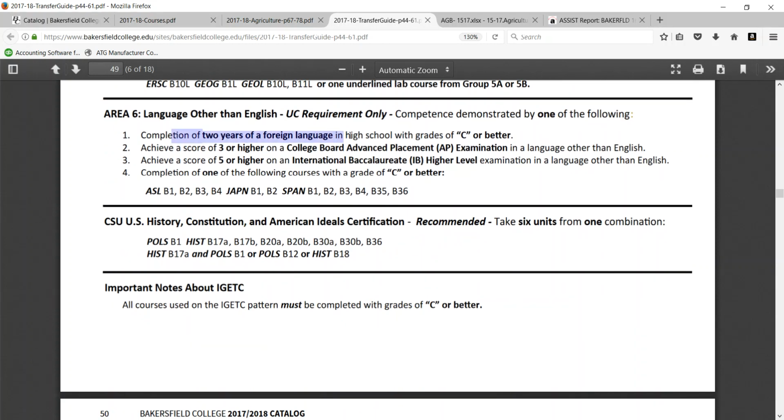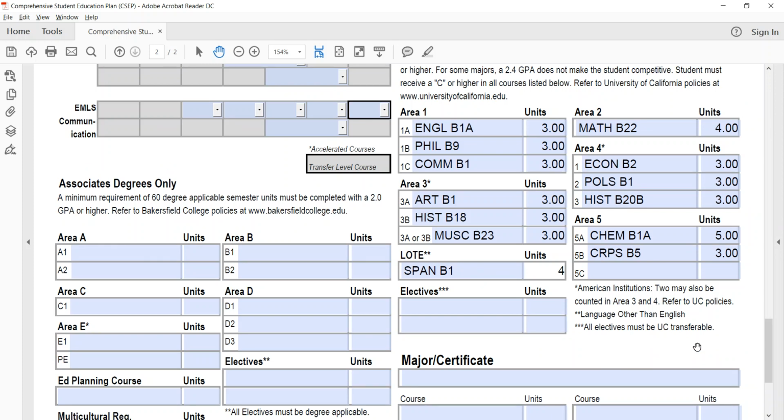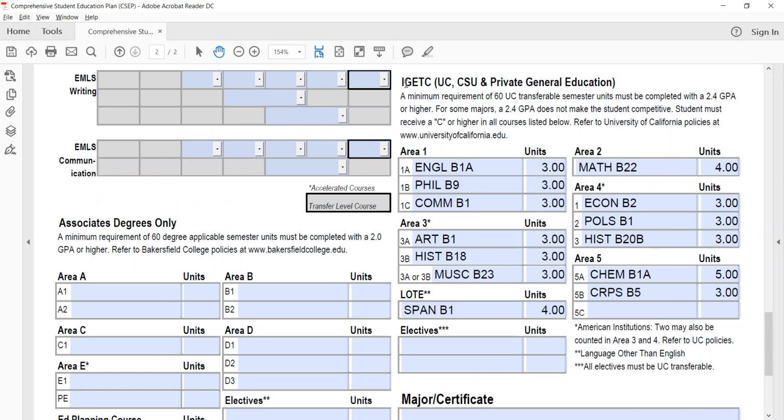So if you've completed 2 years of high school for foreign language with a C or better, then that counts. Or they have all these other different requirements. If you've not done any of those, then you need to pick some sort of foreign language. I'm in the ag industry, so I think it's very important to learn Spanish. So I'm going to come over here and put in my Spanish B1. And I do know that that is a 4-unit class. And voila, you are done with the transfer curriculum for a UC or CSU or private education, that IGETC pattern.